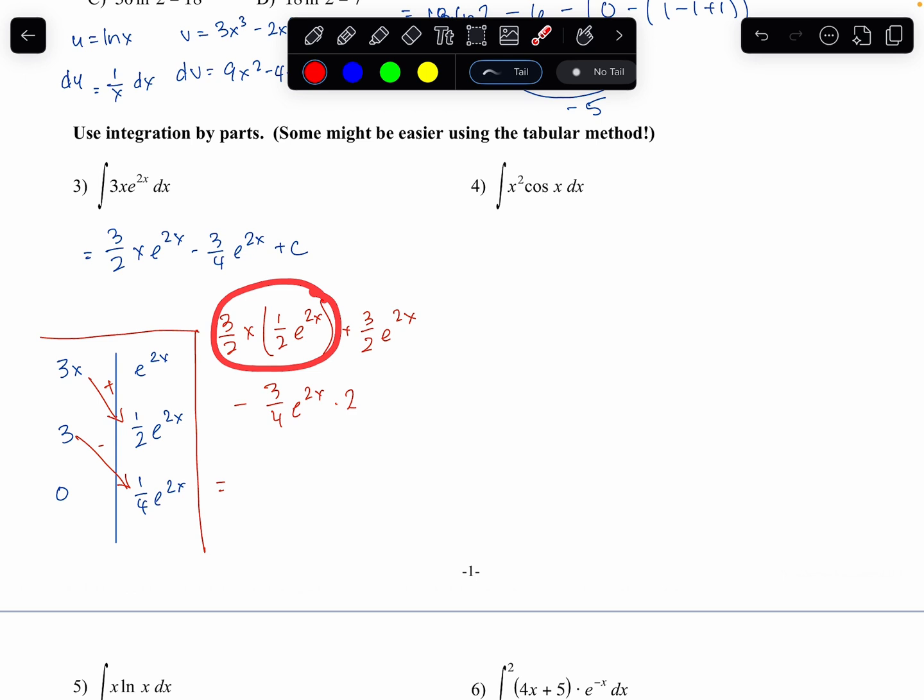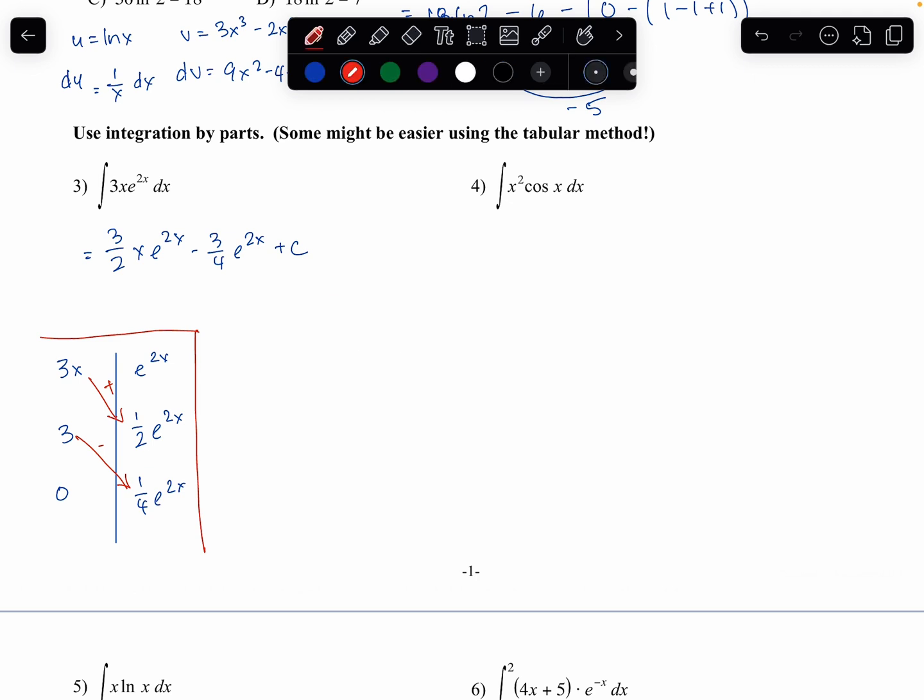Now this is going to be equal to, so first start with this piece right here. That's going to be 3 over 4 x e to the 2x and then plus 3 over 2. Oh, wait a minute. Hold up. I think I forgot the chain rule. I'm going to start from the beginning.